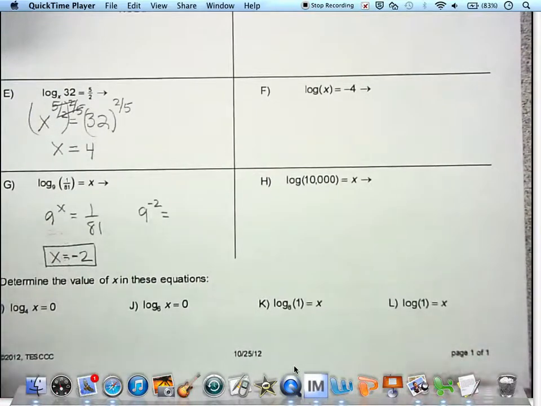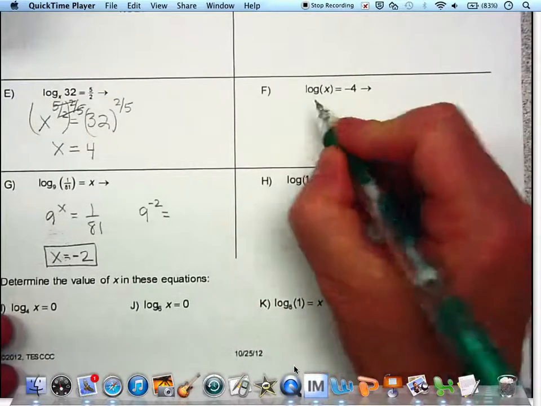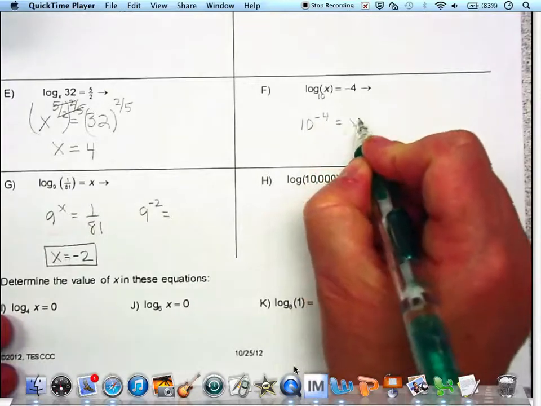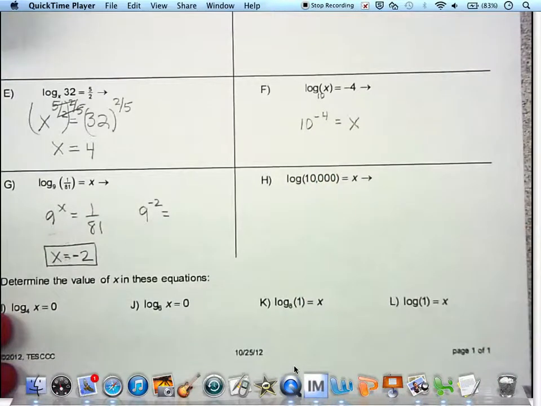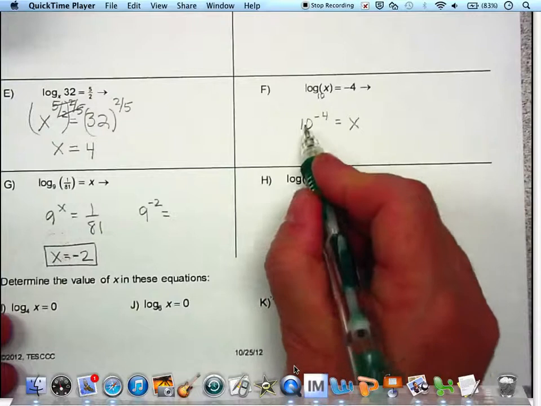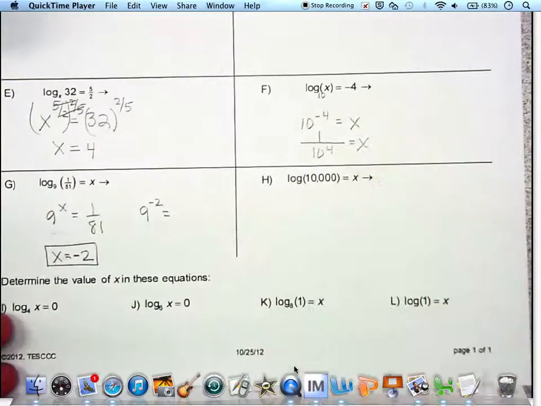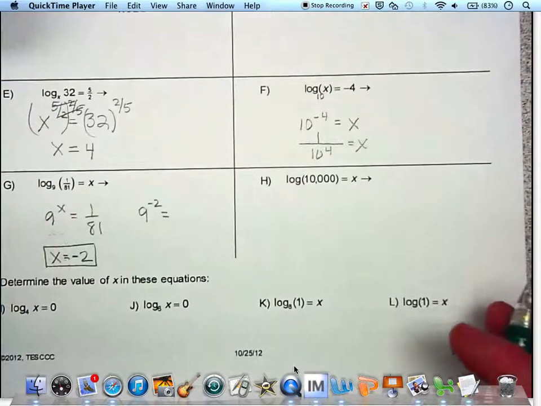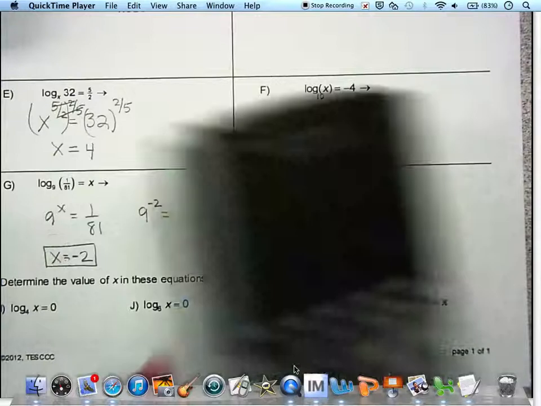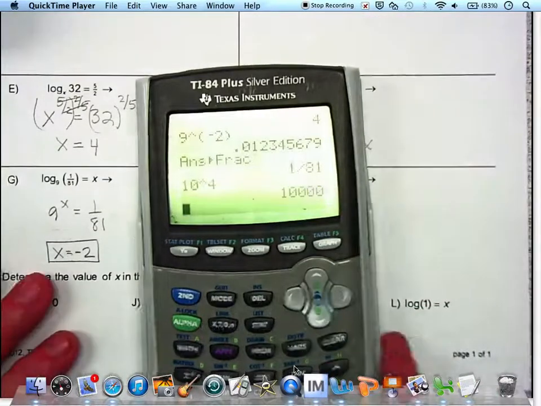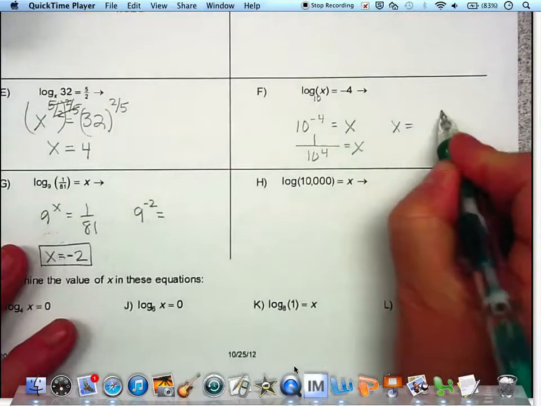So, let's look at F. What's the base on F? 10. It's understood to be 10. -4. So 10 to the negative 4 equals x. And what did we just say about negative exponents? It's 1 over. So we can change this to 1 over 10 to the 4th. All right, so what is 10 to the 4th? 10,000. So x equals 1 over 10,000.